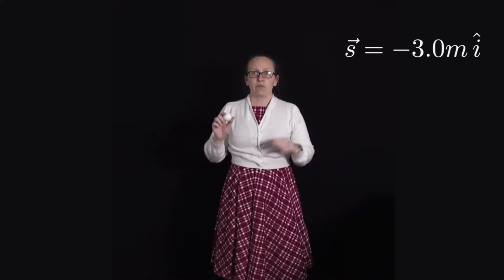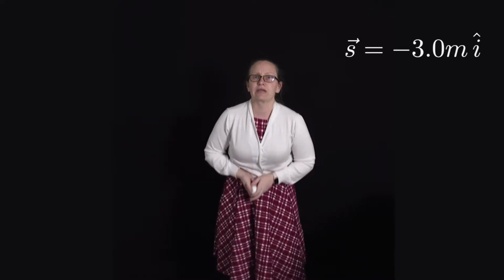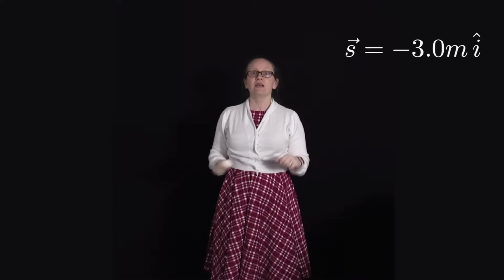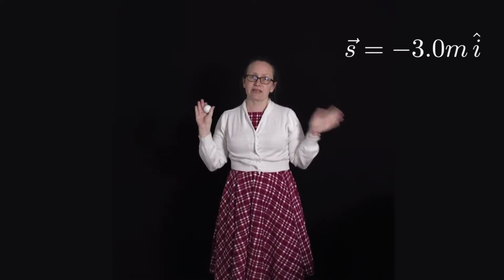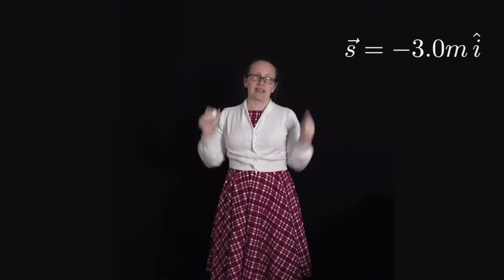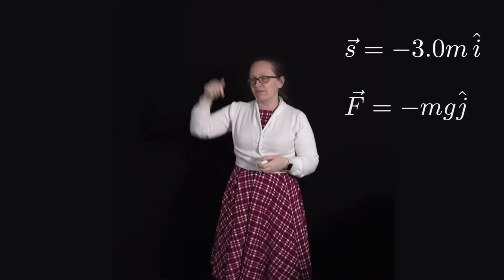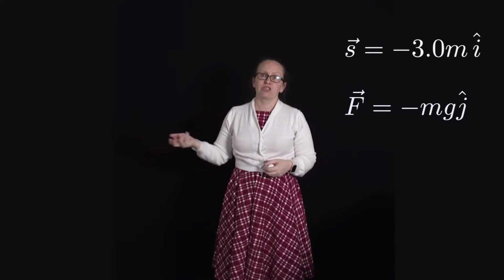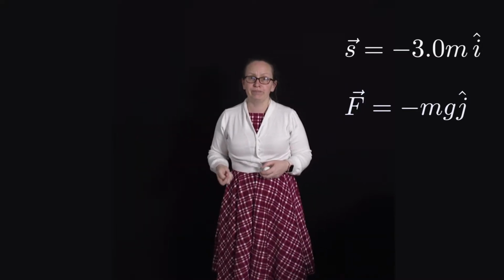Now let's consider once the ball's in the air, so this isn't while I'm actually throwing the ball, this is once the ball's been released and is travelling. The only force acting on the ball, because we're neglecting air resistance to keep everything simple for now, is the weight force. So the weight force pulls the ball downwards and it is given by minus mg in the j direction.